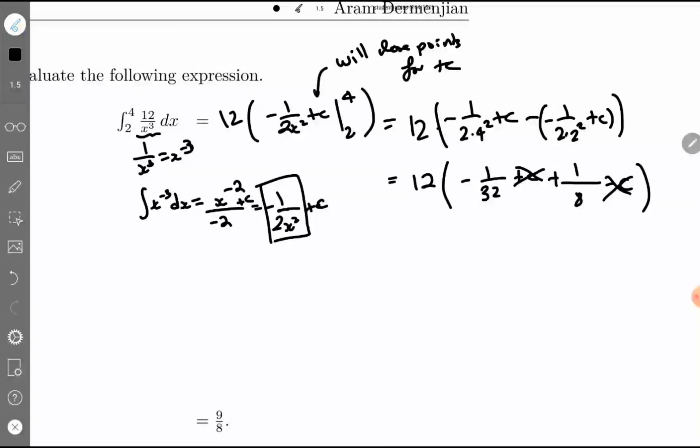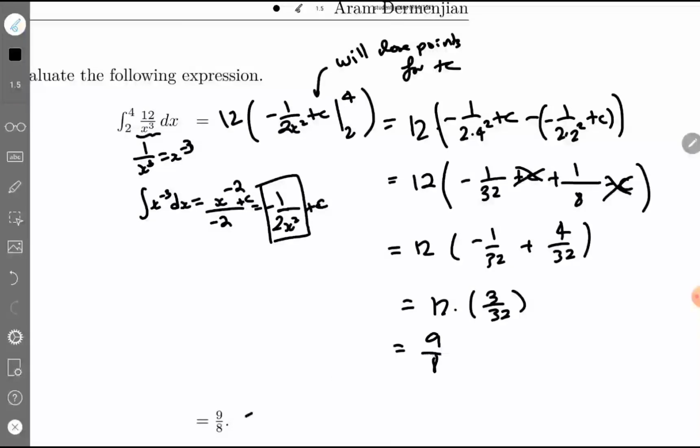It's technically correct. It's just more work. So why do it? So what do we end up getting here? What do we end up having here? We have 12. And then this 1 over 8 is 4 over 32. And so we get 12 times 3 over 32. And so this should be equal to 9/8 if you do the multiplication.